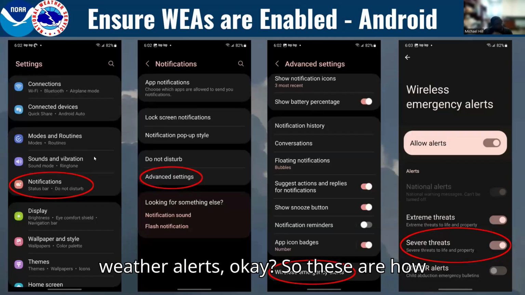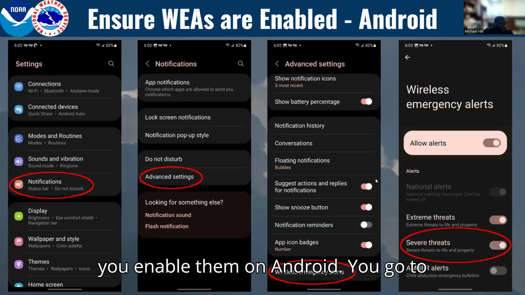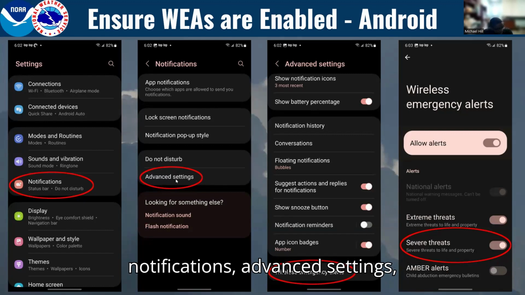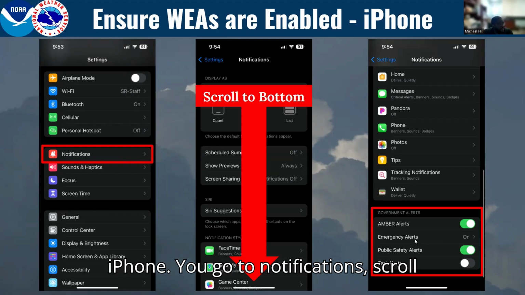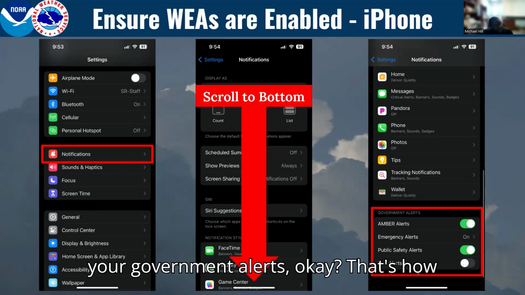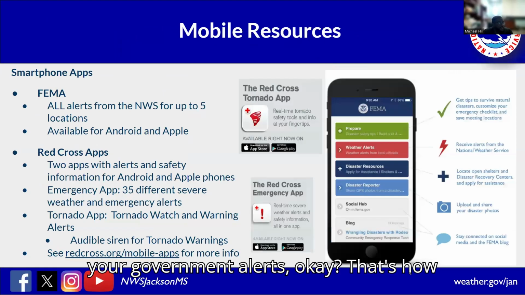You also get Amber alerts and things like that, but we want you guys to have them for these weather alerts. Okay. So these are how you enable them on Android. You go to notifications, advanced settings, wireless emergency alerts, severe threats. And this is how you do it on iPhone. You go to notifications, scroll all the way to the bottom, and you have your government alerts. Okay. That's how we do that.